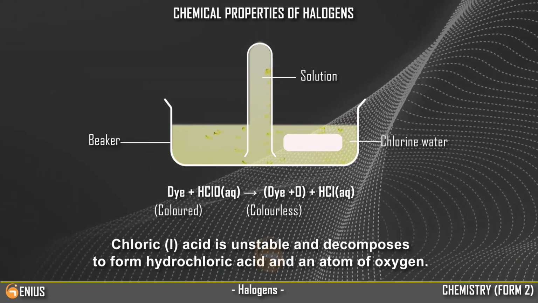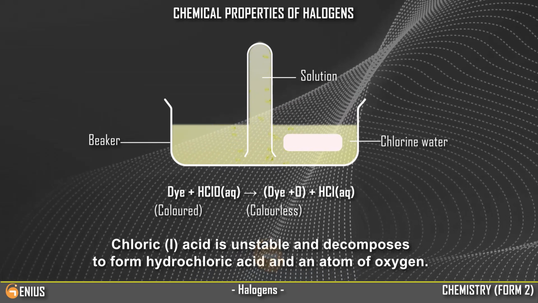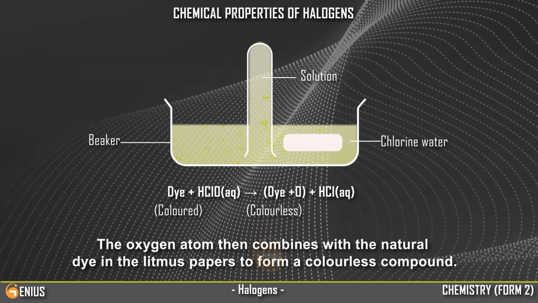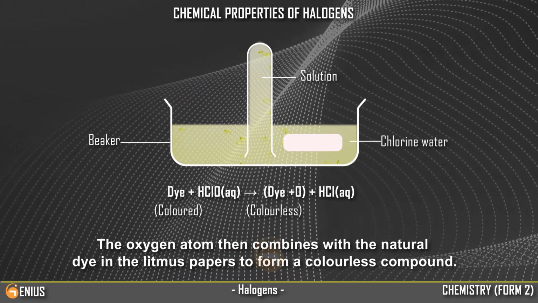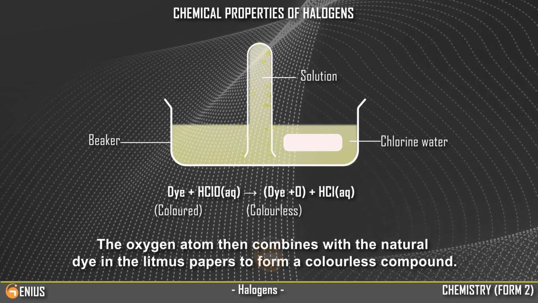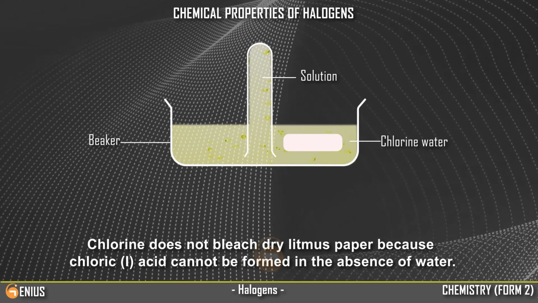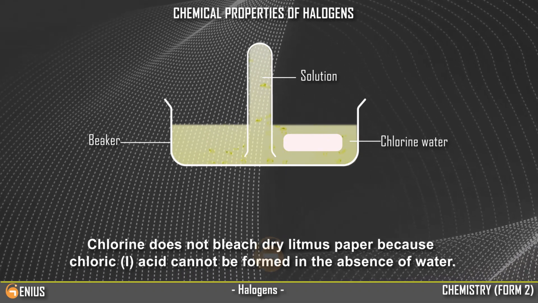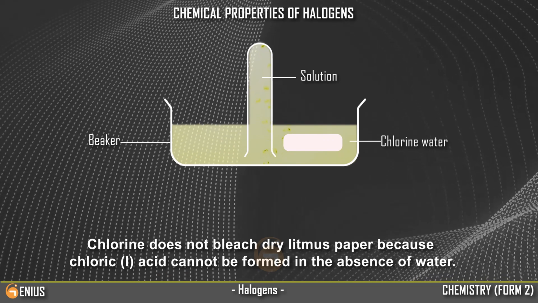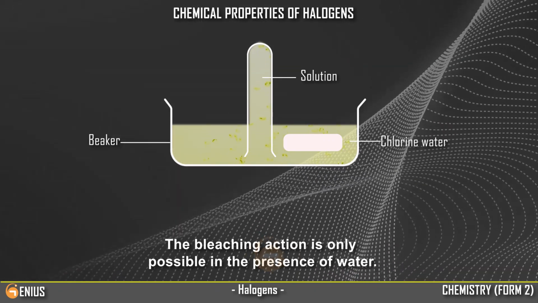Chloric(I) acid is unstable and decomposes to form hydrochloric acid and an atom of oxygen. The oxygen atom then combines with the natural dye in the litmus papers to form a colorless compound. Chlorine does not bleach dry litmus paper because chloric(I) acid cannot be formed in the absence of water. The bleaching action is only possible in the presence of water.